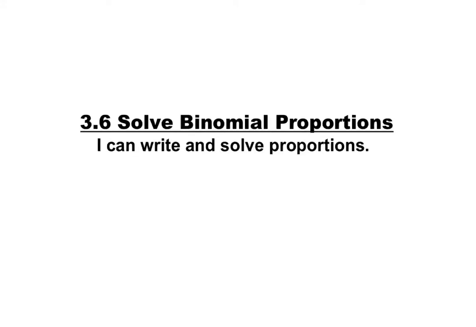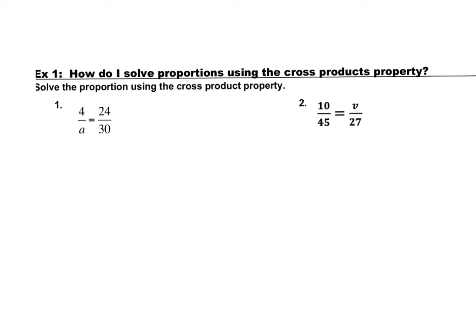In this lesson, we're going to solve binomial proportions. All right, example 1, how do I solve proportions using the cross products property? All right, number 1, we have 4 all over a is equal to 24 all over 30. And remember, using that property, what we can do is multiply across and put the equal sign back in between in order to solve.